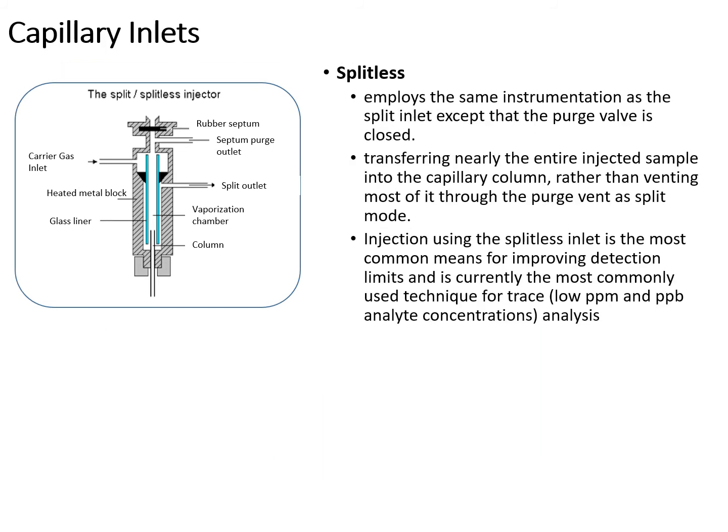Okay, let's move on. As for the splitless mode, it employs the same instrumentation as the split inlet, except that the purge valve is closed, transferring nearly the entire injected sample into the capillary column rather than venting most of it through the purge vent as in split mode. Injection using the splitless inlet is the most common means for improving detection limits, and it's currently the most commonly used technique for trace analysis, which is low ppm and ppb analyte concentration.